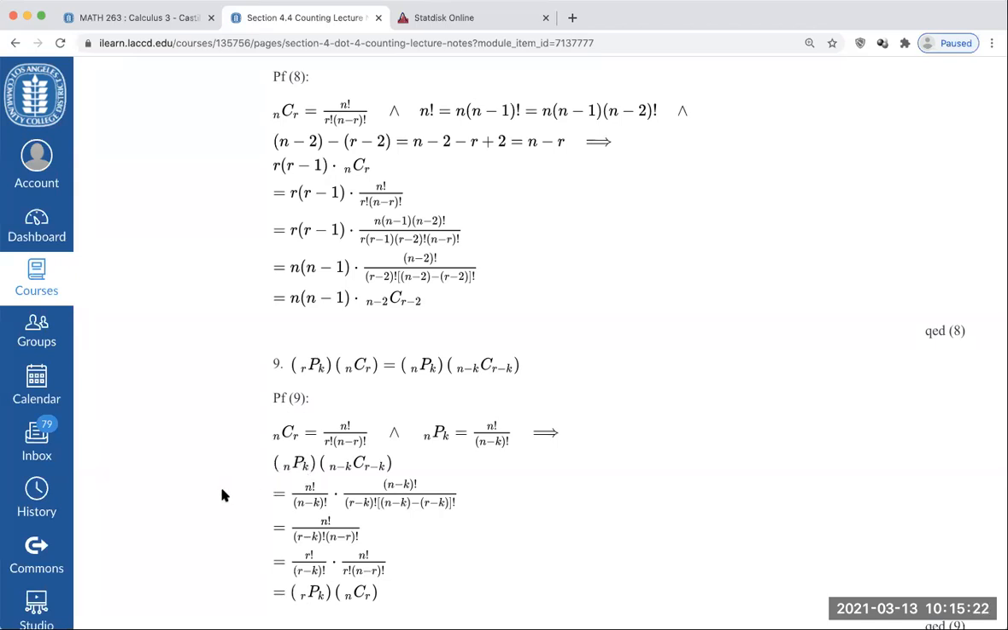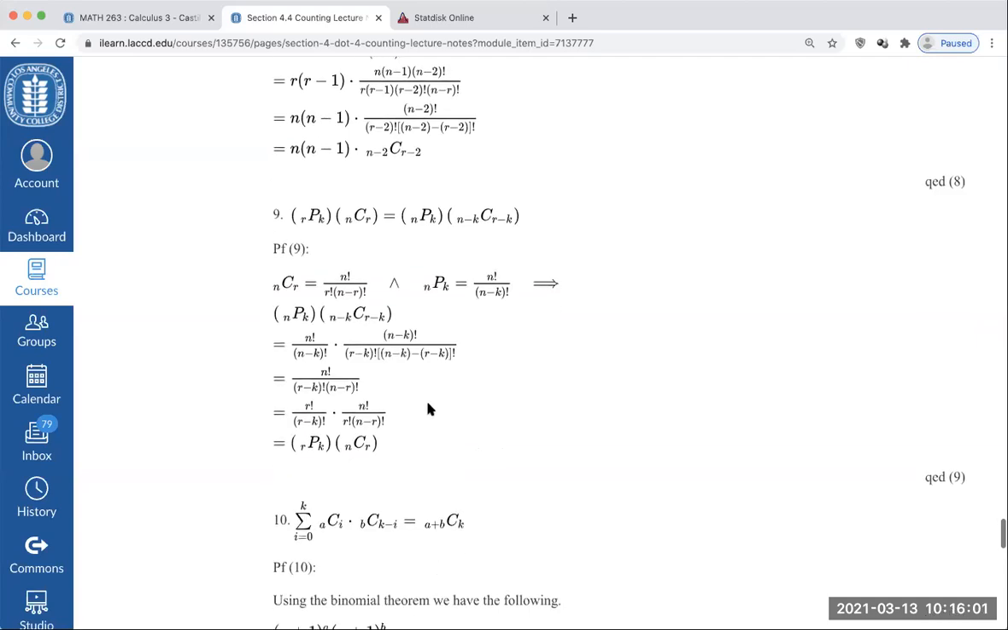So nPk is n factorial over n minus k factorial. n minus k C r minus k is n minus k factorial over r minus k factorial times n minus k minus r minus k factorial. Now, of course, the n minus k factorials cancel. In n minus k minus r minus k, the k's cancel, so this is just n minus r factorial.